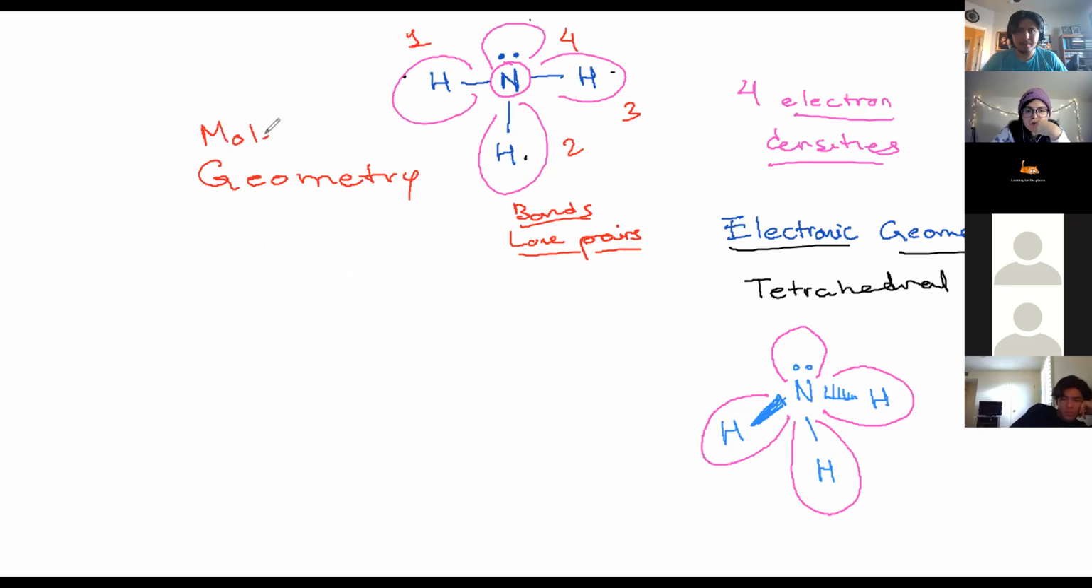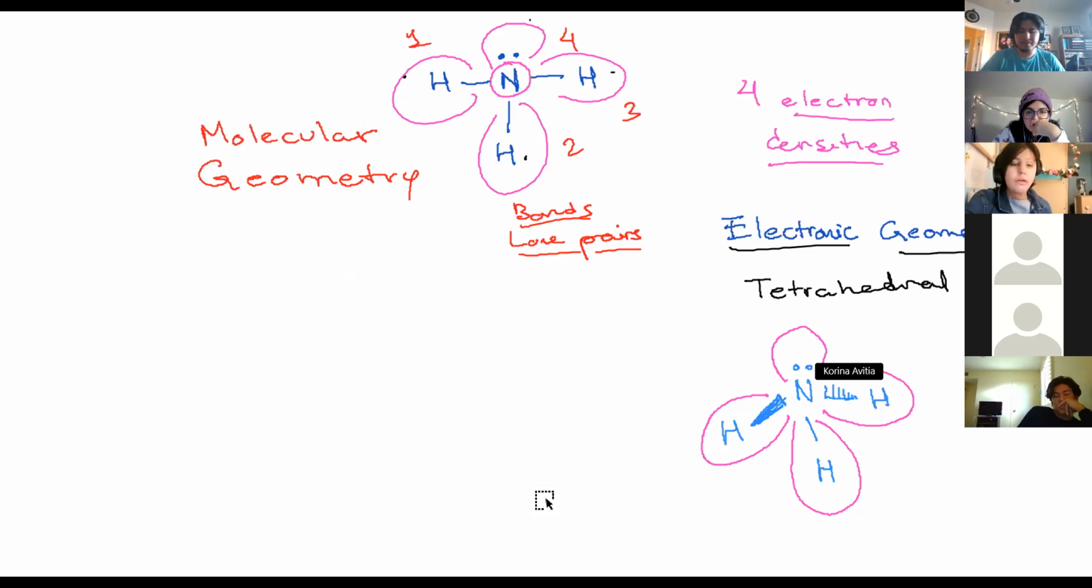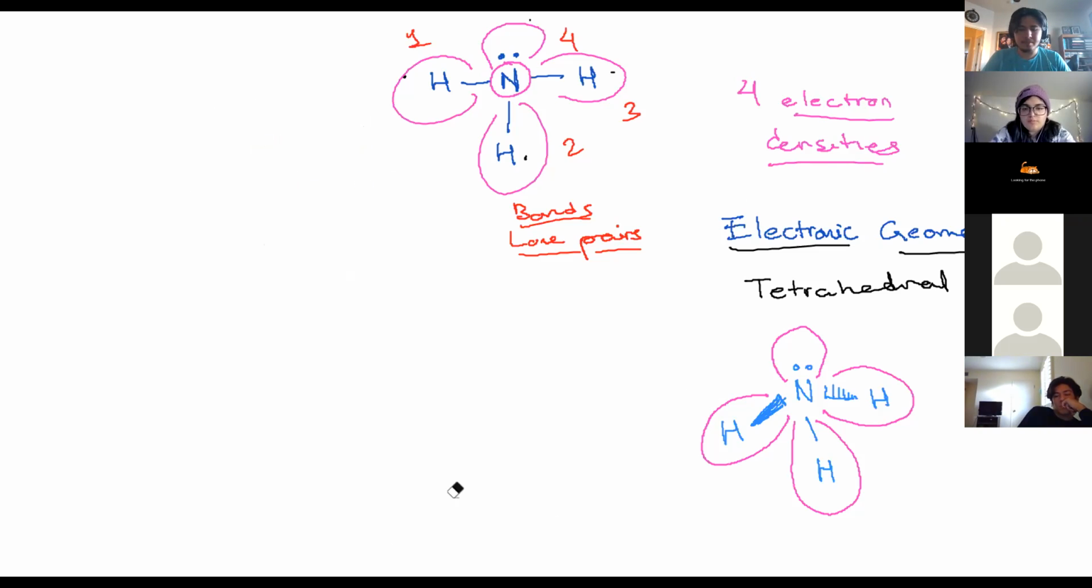Okay, so we talked about electronic geometry. So far, do we have any questions? Do we need another example of electronic geometry before we move on to molecular? Yes, please. Okay, cool. So this is the electron geometry of a tetrahedral one. So let's take, for example, carbon dioxide. This is carbon dioxide.